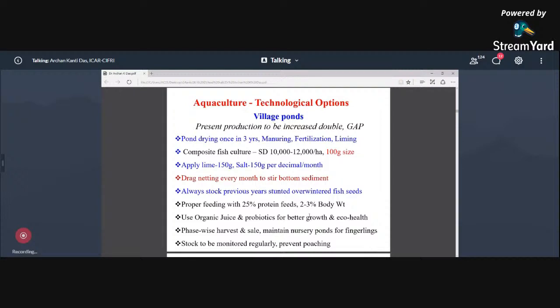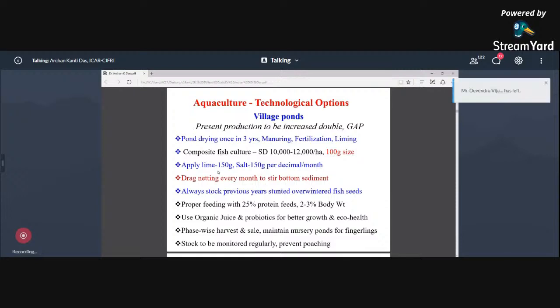And proper feeding for IMC, Indian major carps, Rohu, Katla and Mrigal, Labeo rohita, Labeo catla and Cirrhinus mrigala. We are advocating 25% protein feed, 2 to 3% of body weight, and use of organic juice and probiotics for better growth and eco health, and phase-wise harvest. In harvesting and marketing also, you have to look towards the market. If there is no market on Saturday, Thursday, or Tuesday, then you should not harvest on those days. You harvest accordingly where the market demand is there.